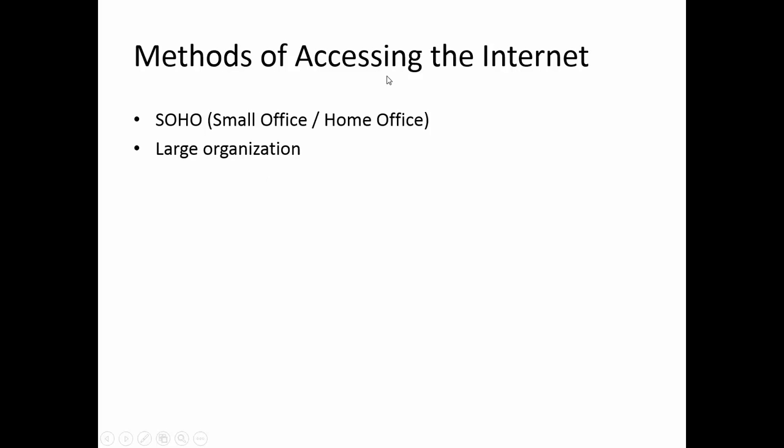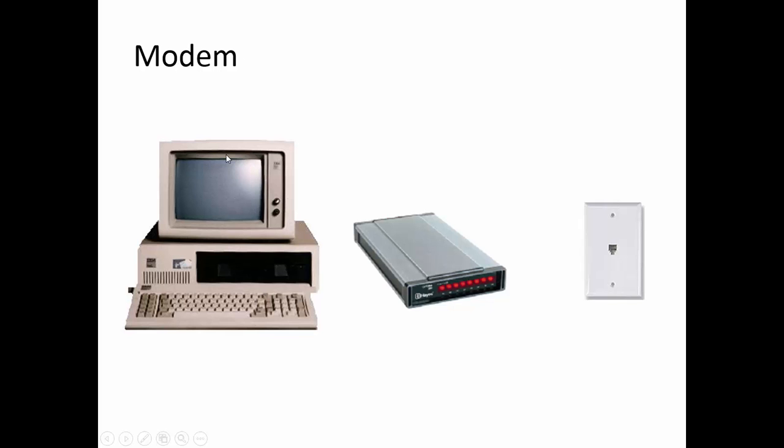Now let's look at methods of accessing the internet, either from a SOHO, which means a small office or a home office, or from a large organization. One method of accessing the internet is to use an old-fashioned modem. Modem stands for modulate, demodulate. A modem is an electronics device that connects your computer to the telephone cable in the wall. The modem takes the digital signal, which is used by the computer, and converts it to an analog signal, which is used by the phone lines.